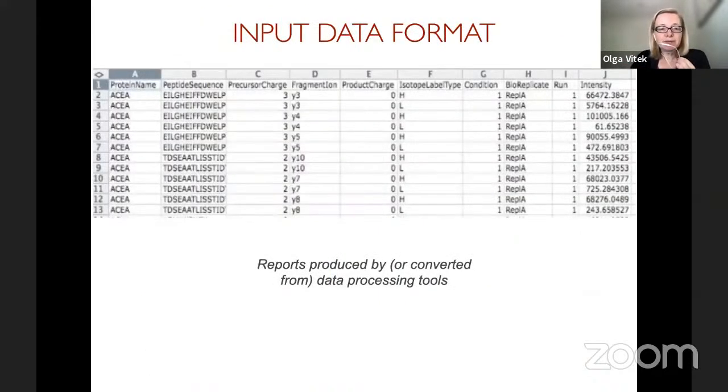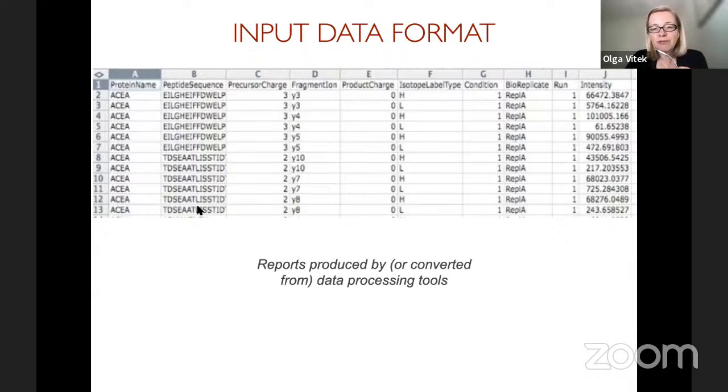So here's what the input to MSstats looks like. You will see this quite a bit in the hands-on session. Essentially, we have one row per peak intensity, or fragment intensity in DIA. And so here is the intensity of the feature. All these features come from run one. They all come from the replicate A in condition one. So this is, if it's a labeled experiment, that describes what kind of label there is, what is the fragment and product, and what is the protein name and peptide sequence for this particular feature. You will see this quite a lot.